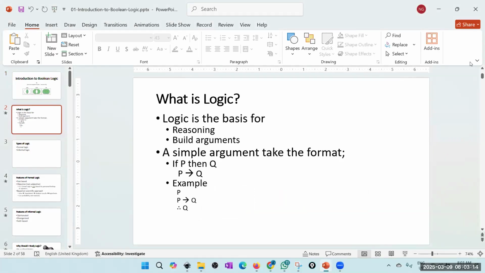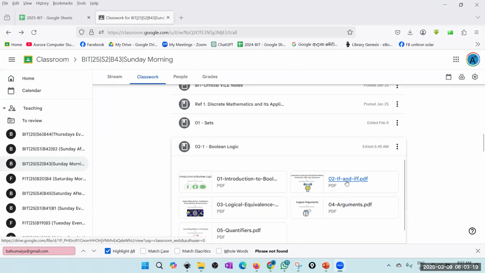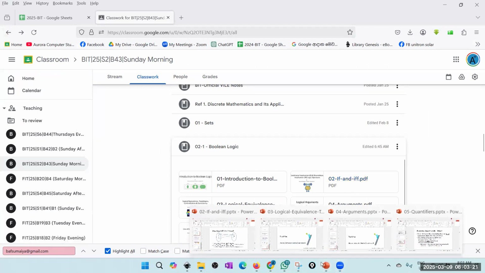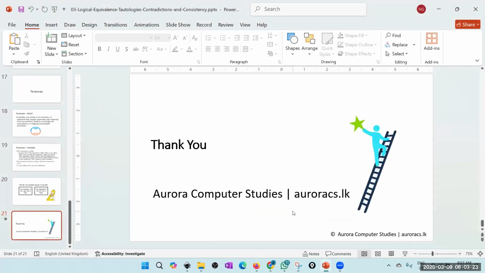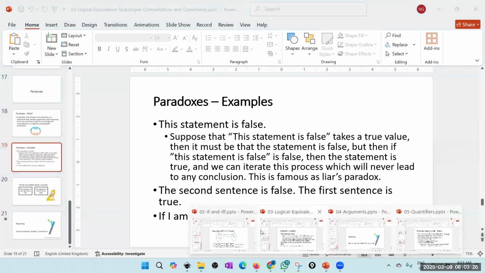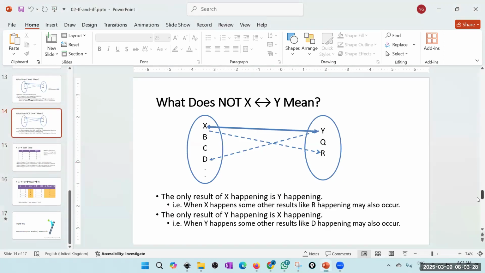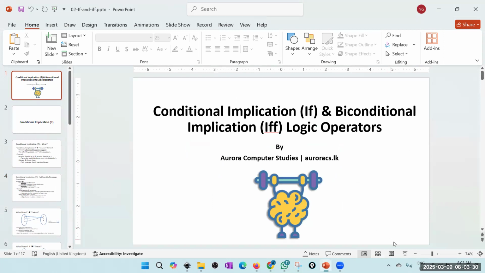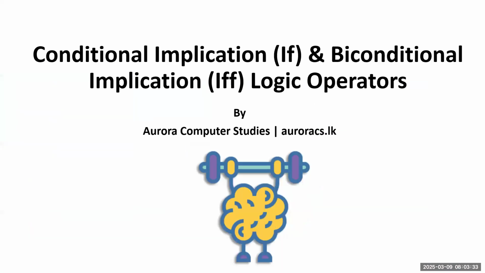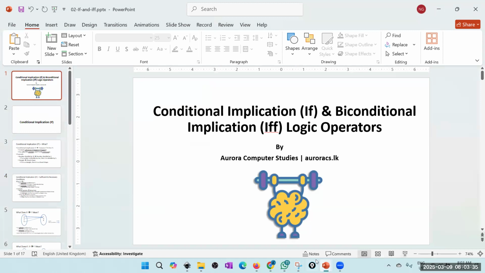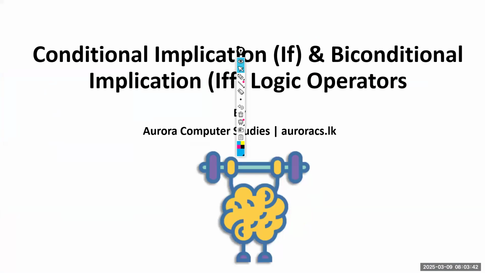Right, so today's session, we are going to do 3 small sessions. Sorry, 4. So topic number 2 is the conditional implication and biconditional implication. Okay, conditional implication and biconditional implication. Remember, you get most of the questions for the semester 2 maths paper from logic. Most of the questions. Sometimes it can be more than 10.